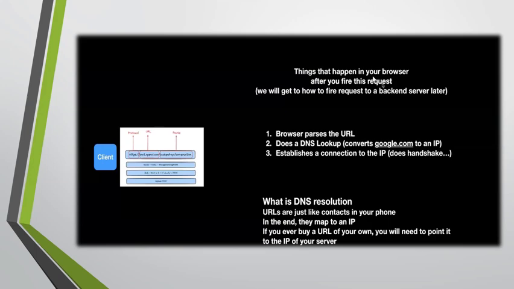So these are the things that happen in your browser after you fire this request. Here I have already told you, if there is a link like https://chat.openai.com/backend-api/conversation, the first part is the protocol, which is HTTPS. Everything I am talking about is from the part where I am considering the client. At that time, the client is sending this link to the server to hit the server.